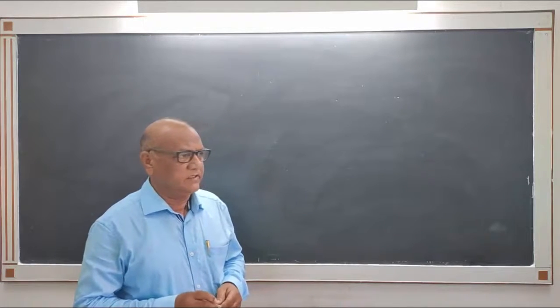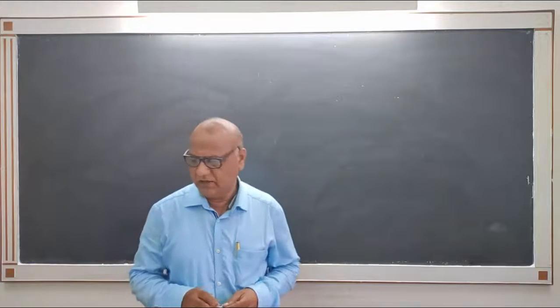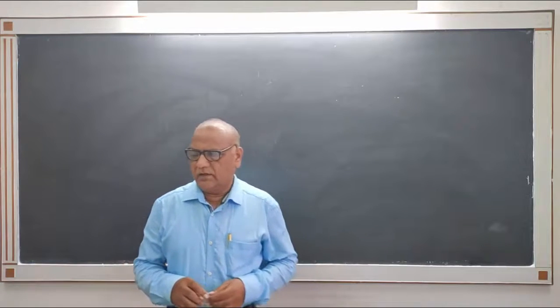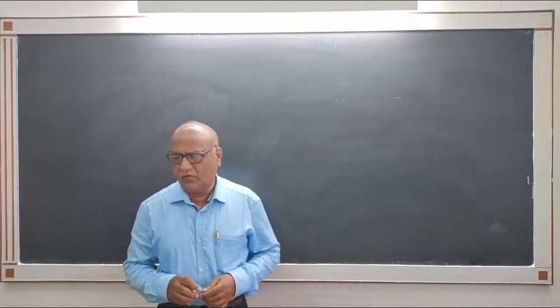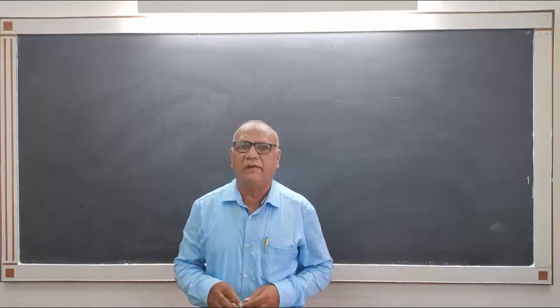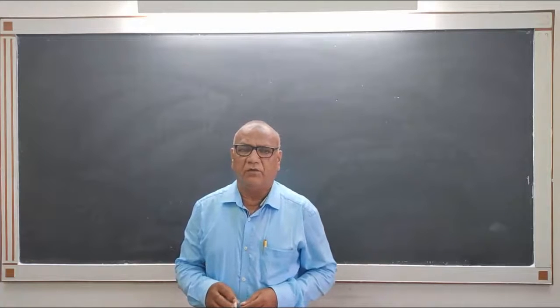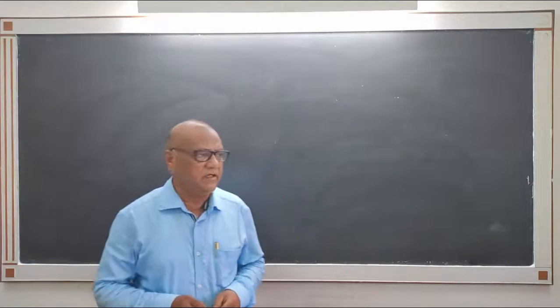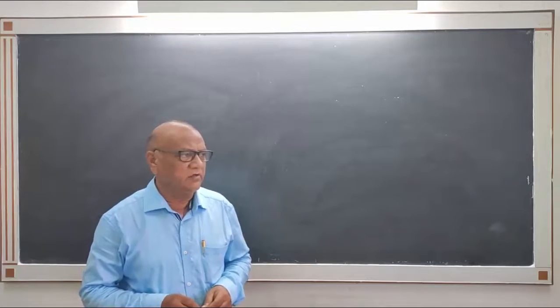In the last lecture we saw the theorem: the group Zm cross Zn is isomorphic to Zmn if and only if m and n are relatively prime.